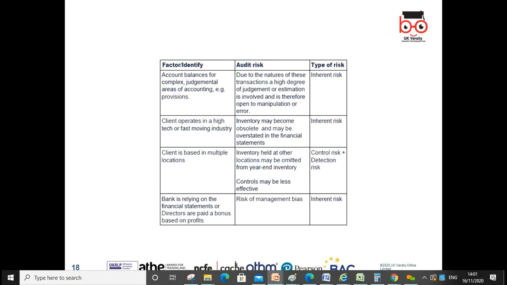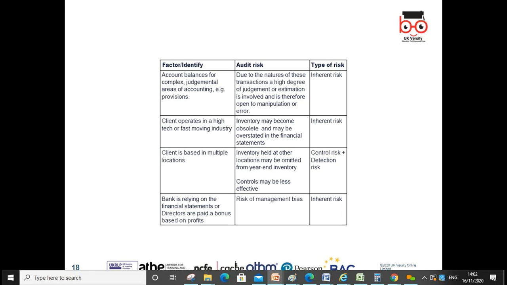Okay, next we're looking at inherent risk. So account balance is complex. Judgment areas of accounting, provisions. What is the provision? We kept the bad debts provision at 2%. Actually, bad debts are more, yes? Because due to COVID-19, people can't afford it and we kept it at 2%. It's inherent itself, yes? Due to the nature of the transaction, high judgment or estimate is involved, yes? Therefore, there is an opening for manipulation of that.